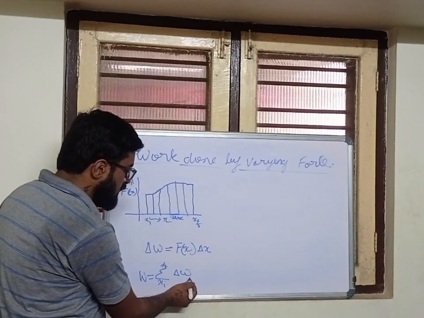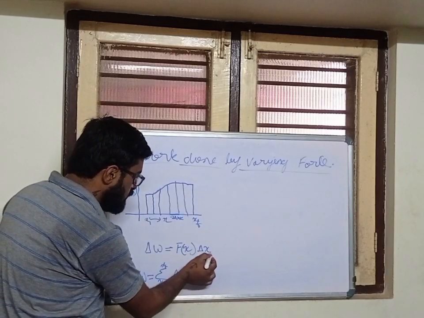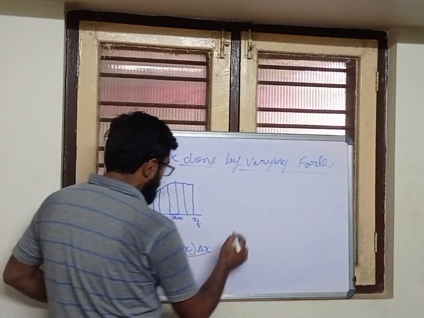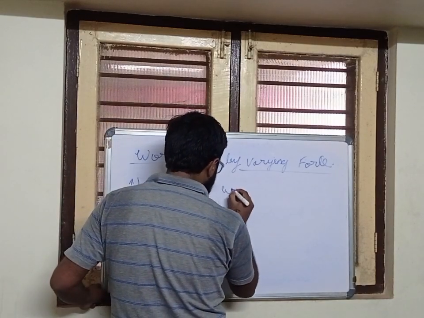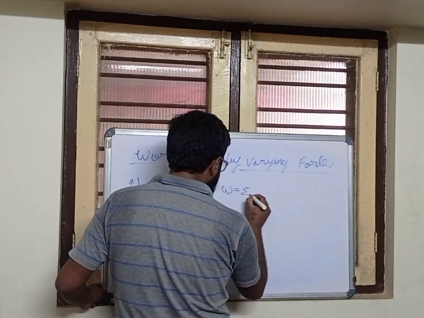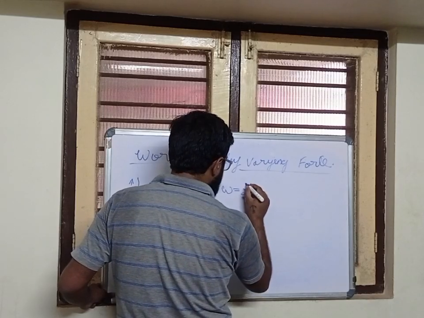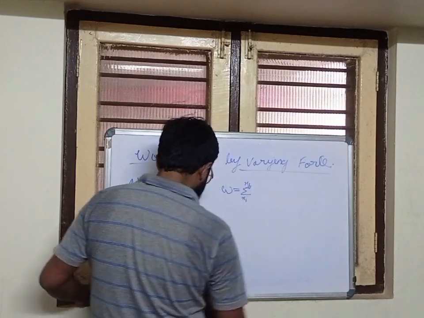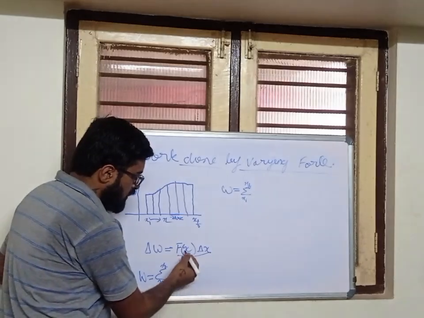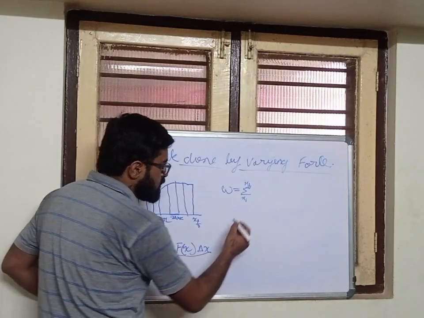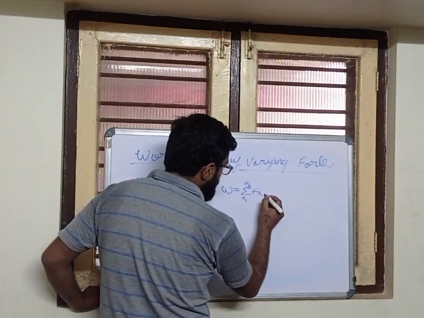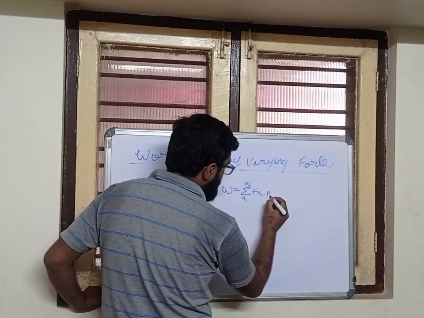So what will be this value? It will be this. W is equal to the summation from xi to xf of delta W. What is delta W? F of x into delta x.